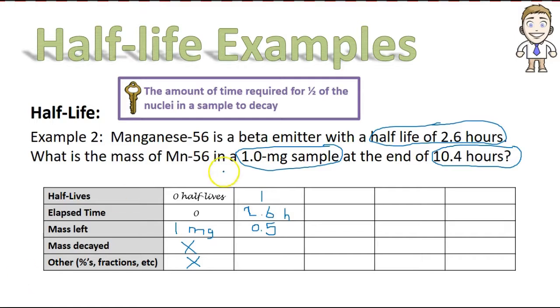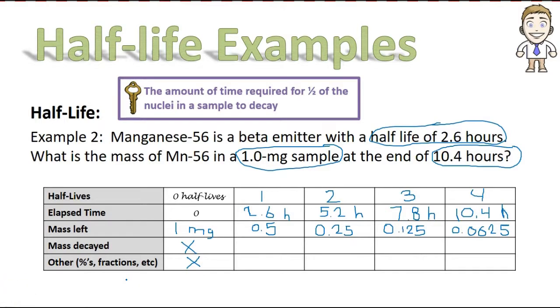So the next column, after 1 half-life has passed, which takes 2.6 hours, my mass splits to 0.5 milligrams. And after 2 half-lives have passed, another 2.6 hours brings us to 5.2 total hours, and the mass splits in half again to 0.25 milligrams. 3 half-lives brings me up to 7.8 total hours, and I'm not at 10.4 yet. My mass splits in half again to 0.125 milligrams, so I have to keep going.